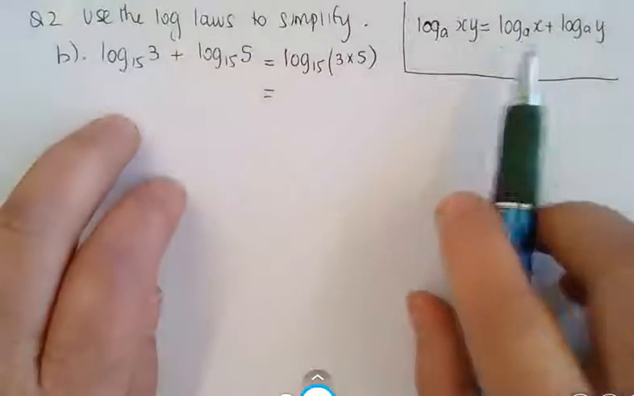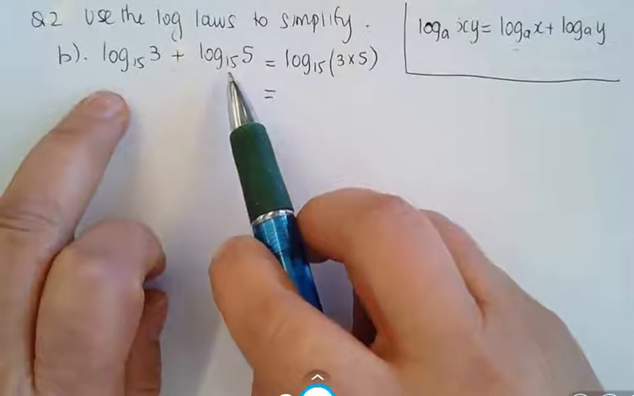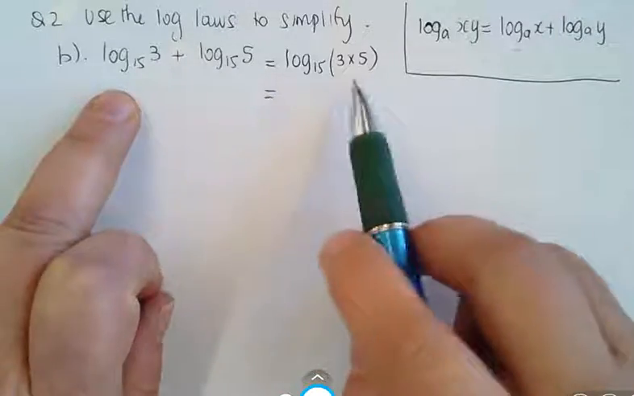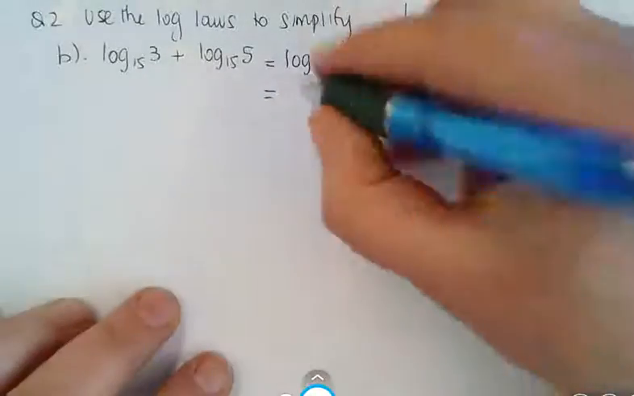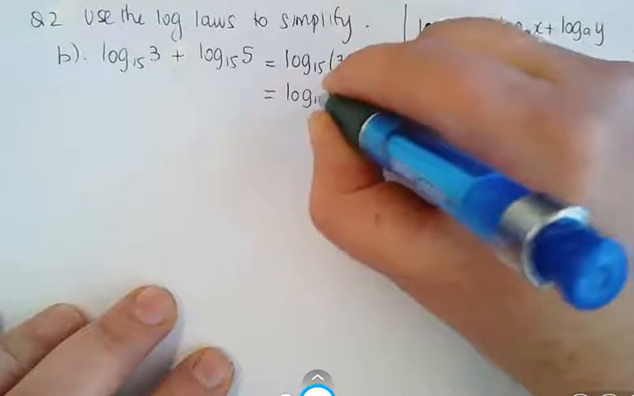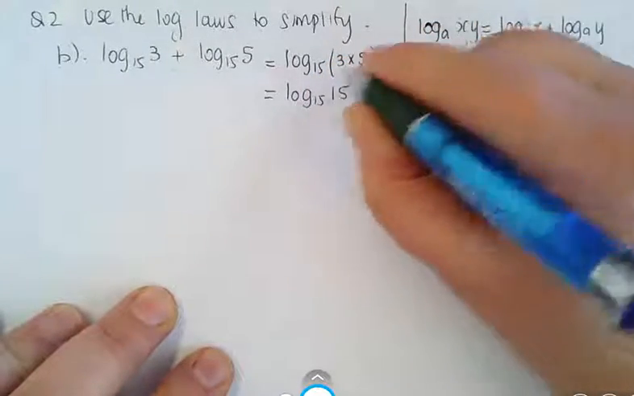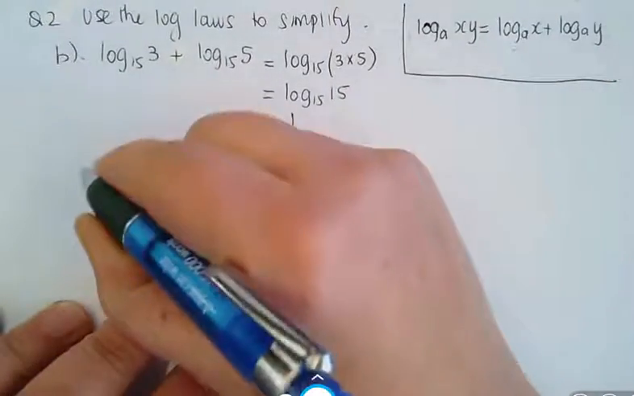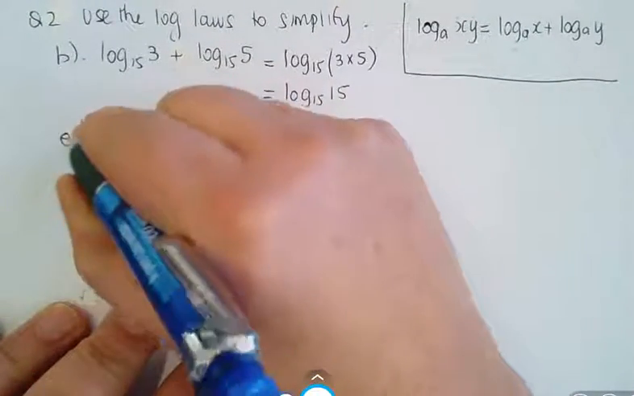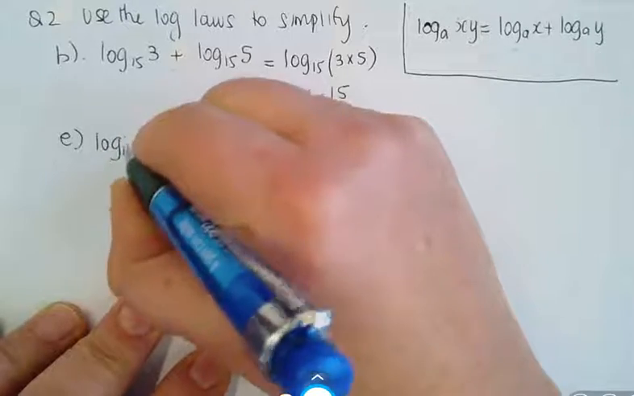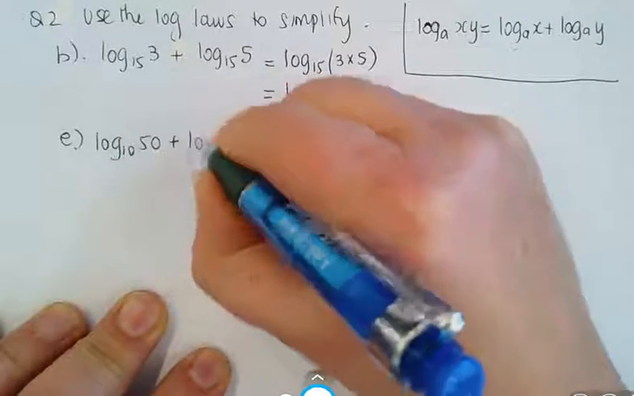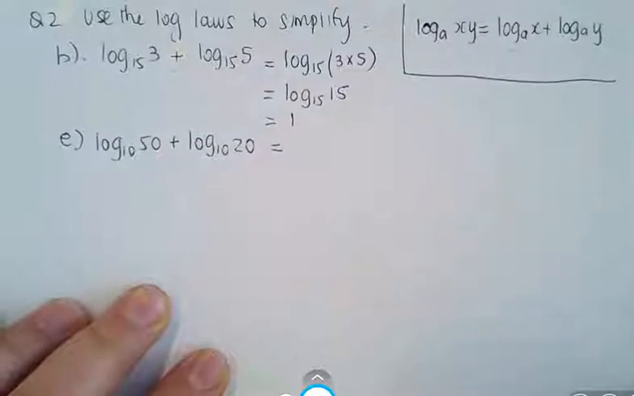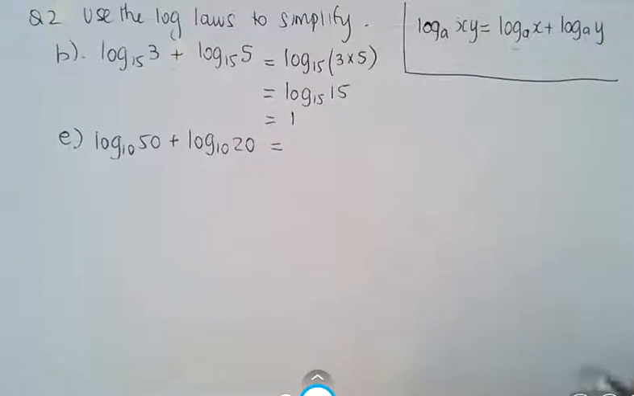So, girls, the addition of 2 logs is equal to the log of the product of those 2 numbers, but the base has to be the same. So that's log to the base 15 of 15, which is 1. Okay, the next question, E. Log to the base 10 of 50 plus log to the base 10 of 20. Okay, bases are the same, good.